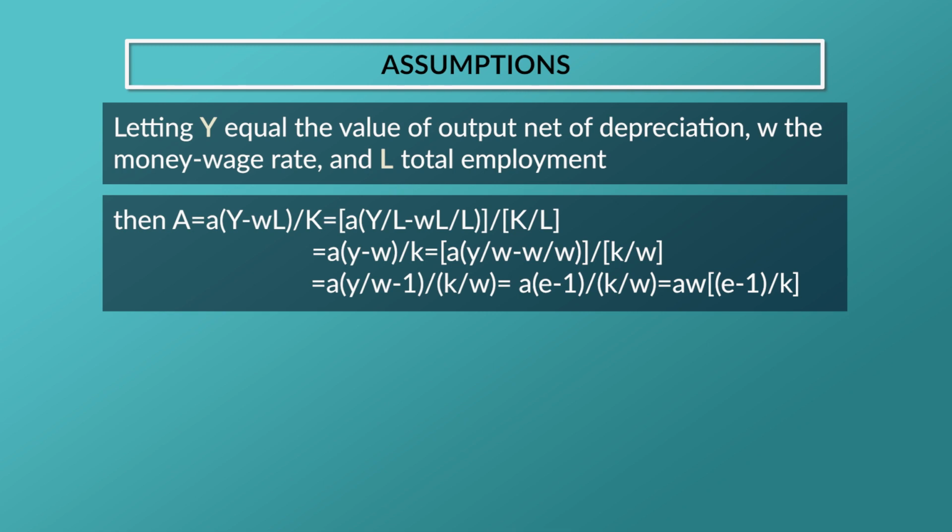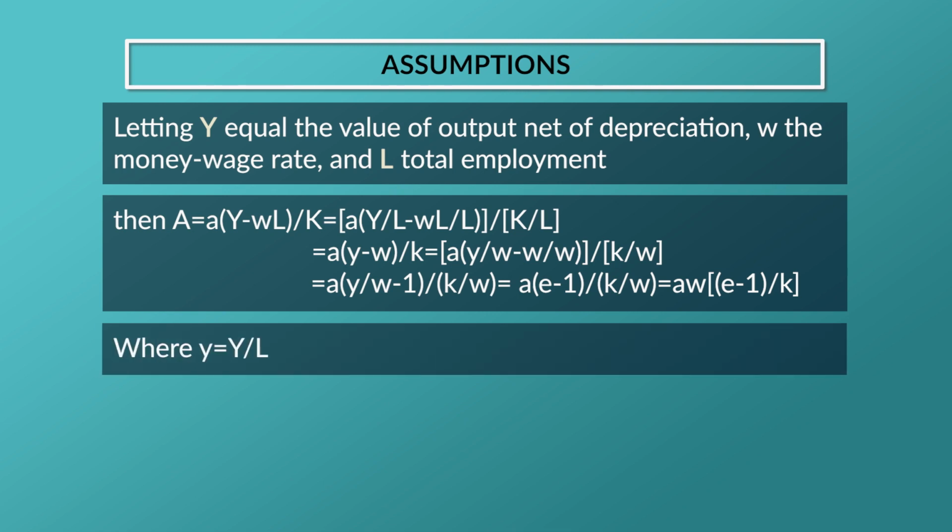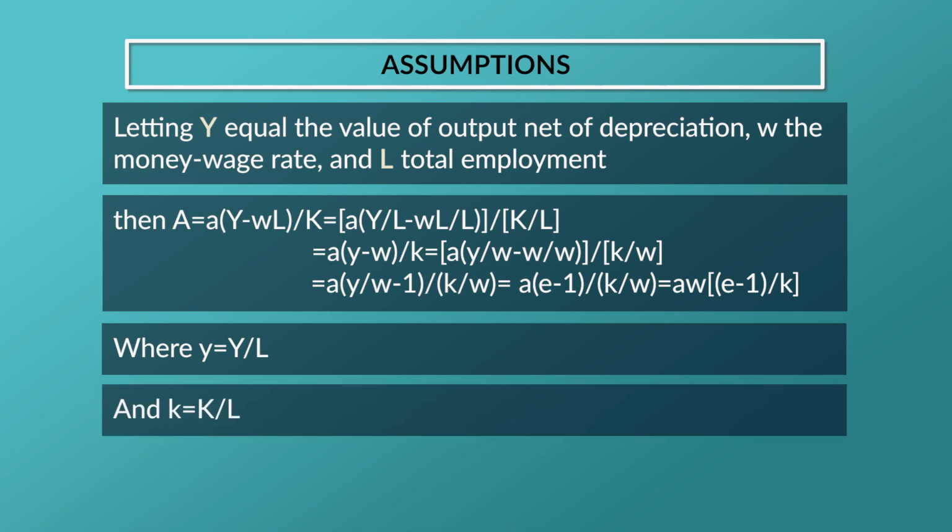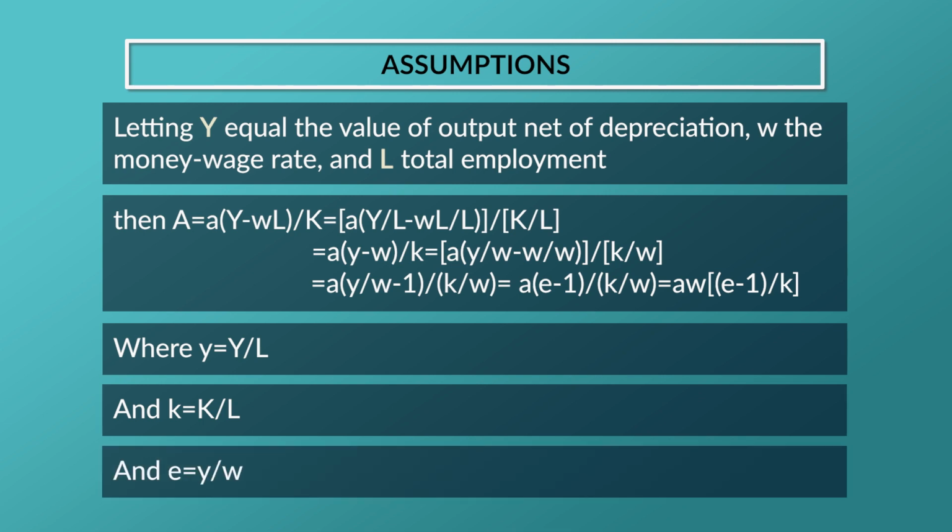Now we already have written that Y by L, which is per capita output per unit of labor, that is small y, minus small w, divided by small k. Small k here means K by L, that is capital per unit of labor. So doing all the manipulations here in the calculation, we find that small e, which we have taken to be small y divided by small w, and ultimately we have the expression that the rate of expansion of the total capital stock is basically equal to a w into (e minus 1) by small k, that is capital per unit of labor.